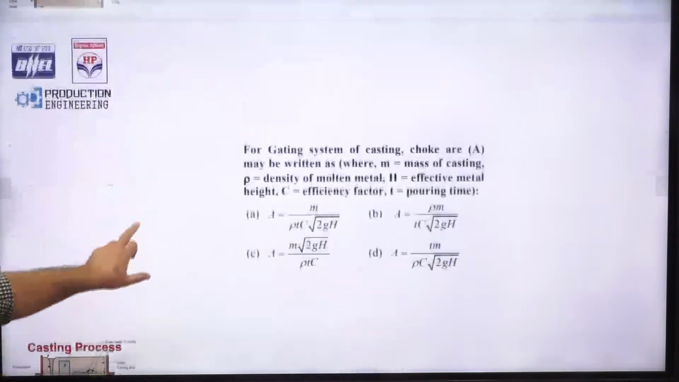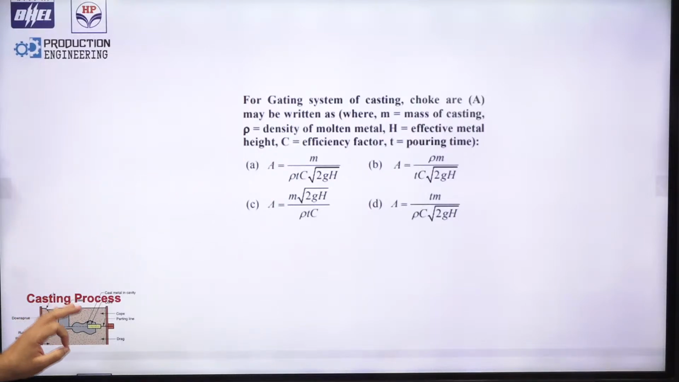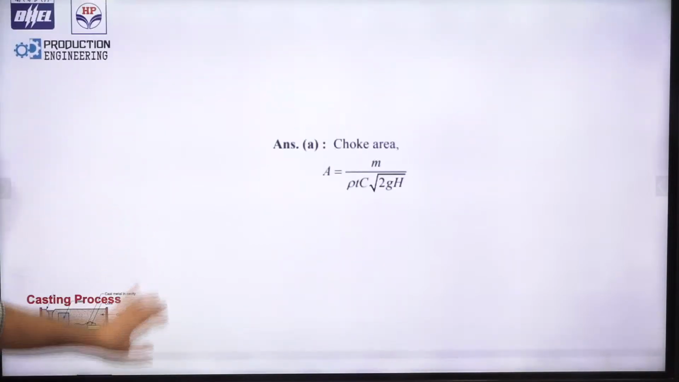So what is A? A, I told you, is the choke area. M is the mass of casting, rho is the density of molten metal. H is effective metal height. C is the efficiency factor. T is the pouring time. So A, choke area, is this.